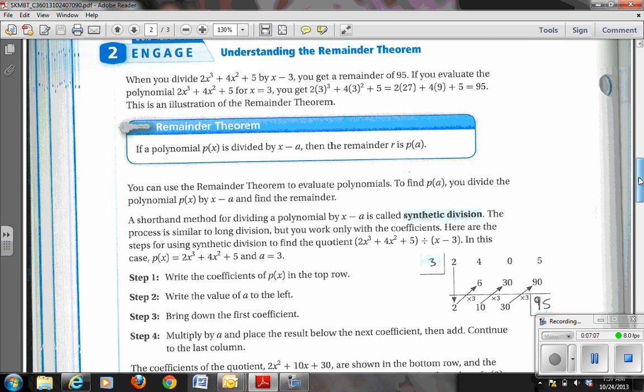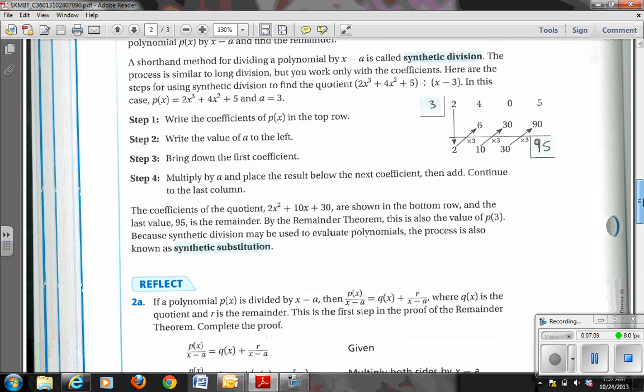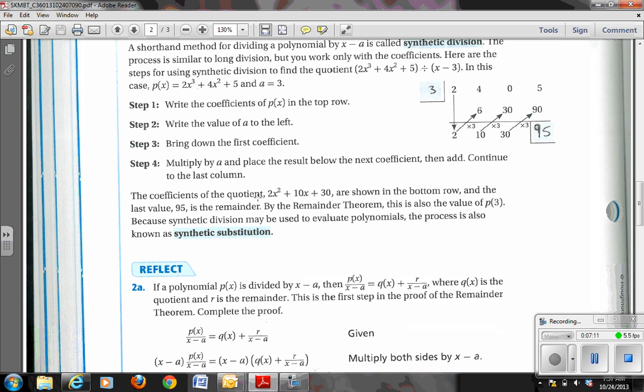So if I were to write it out, do they actually? Yes, they do right here. So if I were to actually write it out, this divided by this is equal to 2x squared plus 10x plus 30 with a remainder of 95. Okay, now when you're writing the actual value that you get after you do the dividing, the 2, 10, 30, you want to make sure that you get your x powers in there in a descending order.